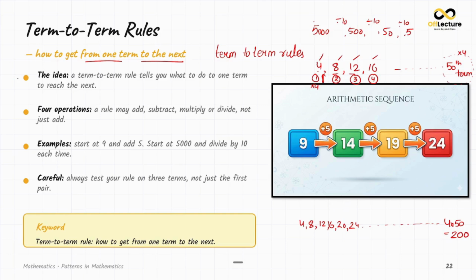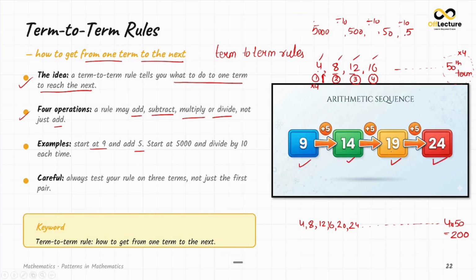So what is written here, you can read also. A term to term rule tells you what to do to one term to reach the next. It can be any of the four operations. You may add, subtract, multiply or divide, not simply add. Examples can be: start at 9 and add 5. So you will get terms like this: 9 plus 5 is 14, 14 plus 5 is 19, 19 plus 5 is 24.